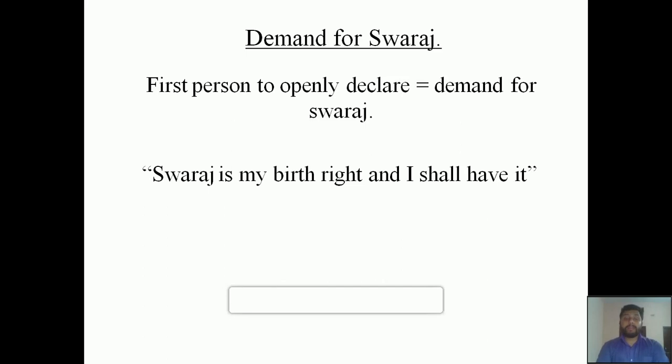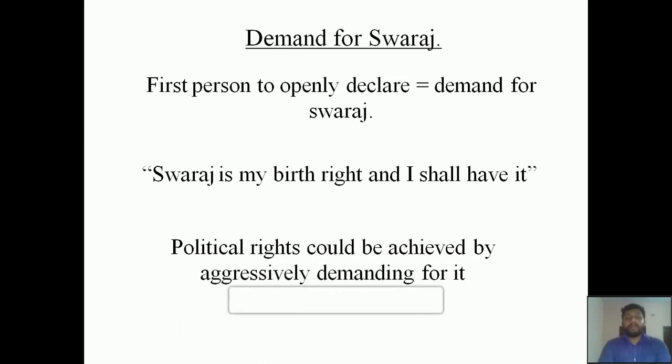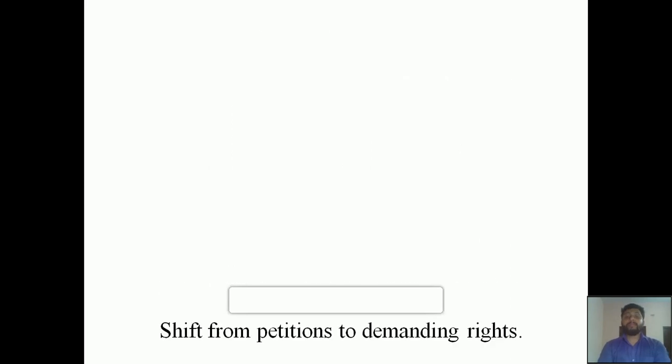You might have heard this particular slogan several times in your life, especially during Independence Day: Swaraj is my birthright and I shall have it. For the first time, a person, through such powerful slogans and words, influenced a huge mass, a large number of people in the country. One of his main ideologies was that political rights could be achieved by aggressively demanding them, rather than asking or begging for them. It was one of his main ideologies behind the freedom.